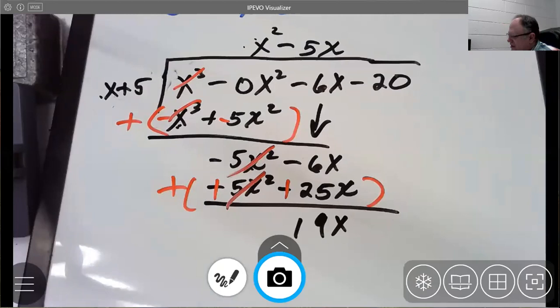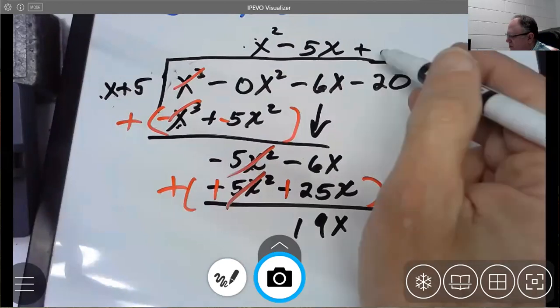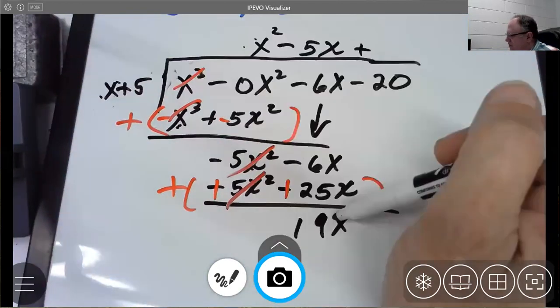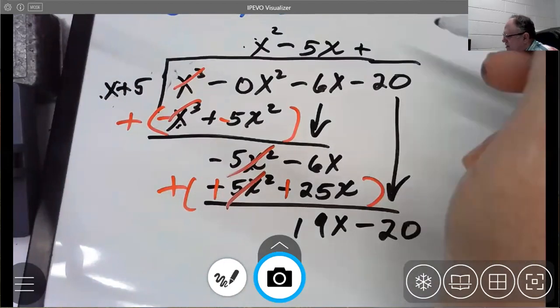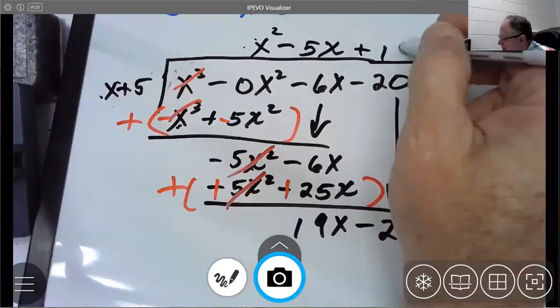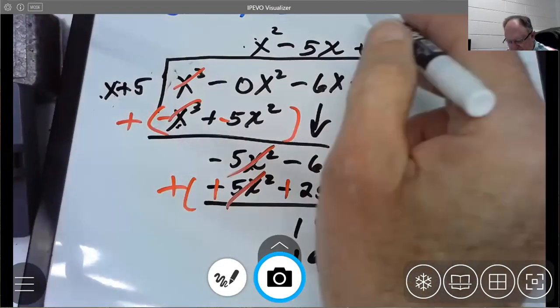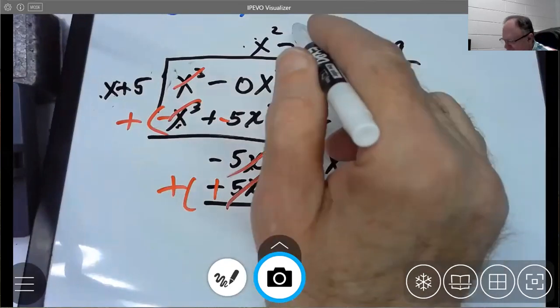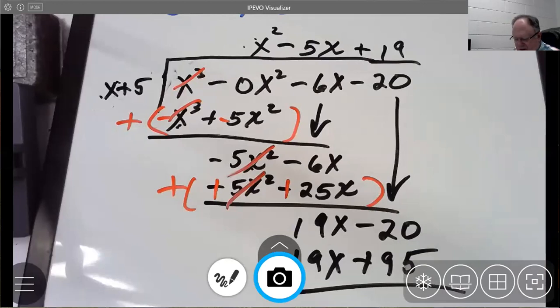Questions with that? So this is positive, so our quotient's going to be positive up here. So what times x will give us 19x? Oh, first of all, we got to bring that minus 20 down. We don't want to forget that. So 19 times x will give us 19x, and then 19 times 5 will give us 95. So that's plus 95. Again, we change the signs to the bottom row.